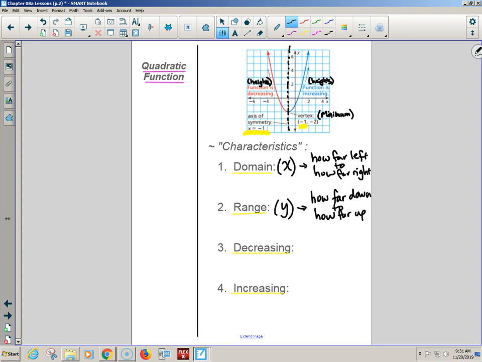Or no matter how hard you throw a yo-yo down, there's still a certain finite length of that string and it's going to bounce back up. Hey, those are both parabolas.